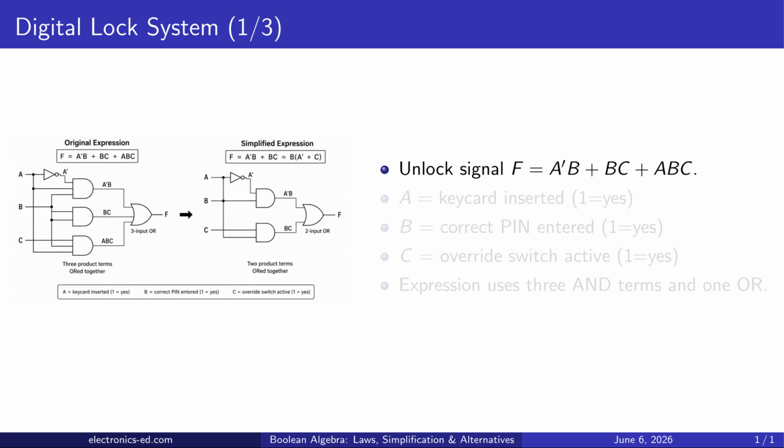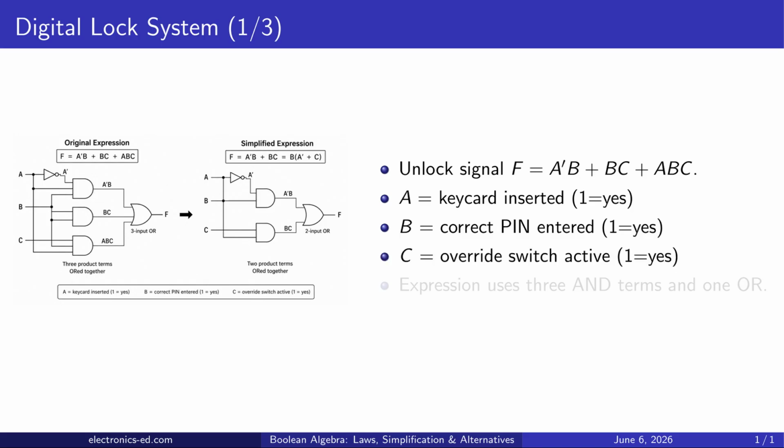Our unlock signal F is defined as A prime B plus BC plus ABC. A represents whether the keycard has been inserted, with 1 meaning yes. B indicates whether the correct pin has been entered. C tells us if the override switch is active. This expression uses 3 AND terms combined with a single OR operation.